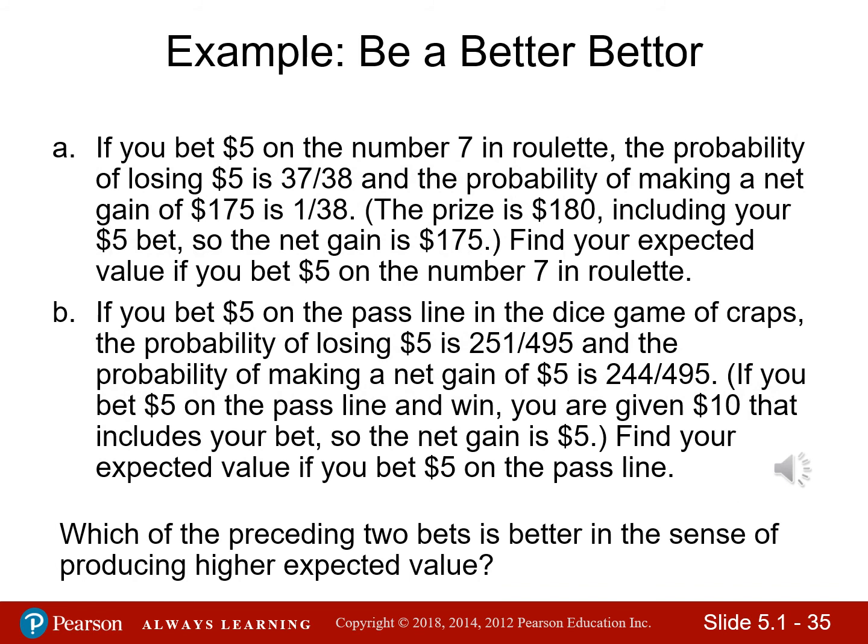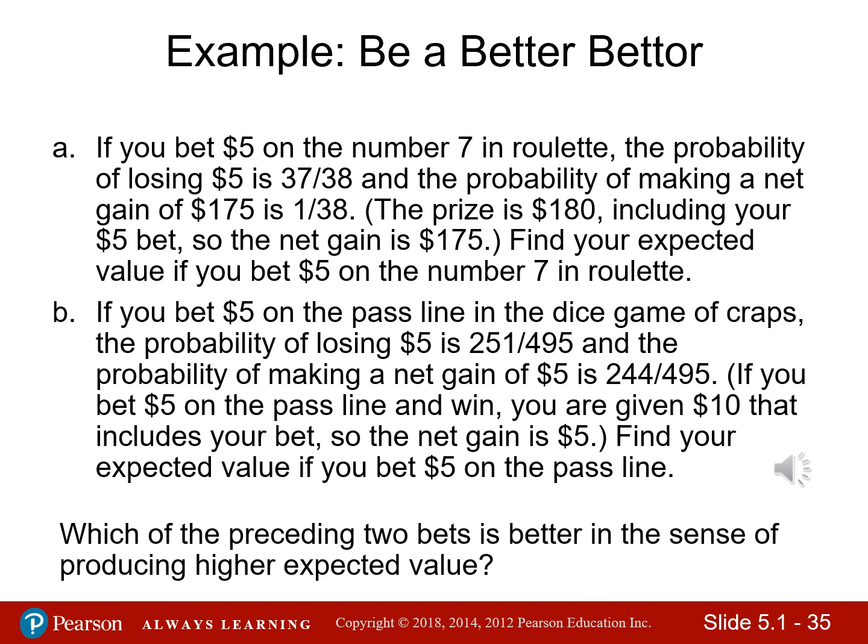If you bet $5 on the number 7 at the roulette wheel, the probability of losing your $5 is 37 out of 38, and the probability of making a net gain of $175 is 1 out of 38. This is because the prize would be $180, and so including your $5 bet, your net gain would be $175. So let's find the expected value if you bet $5 on the number 7 at the roulette wheel.